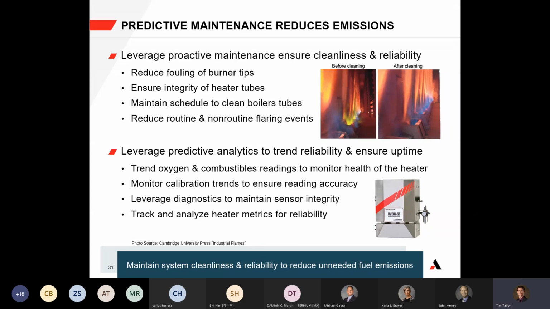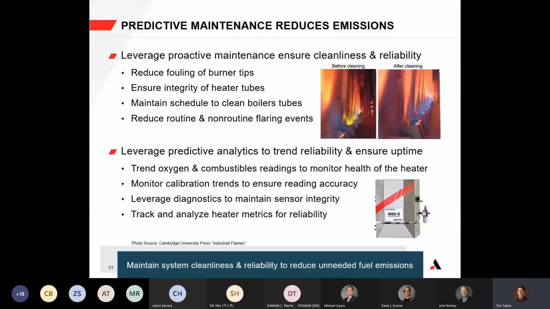Now, you can also leverage predictive analytics. If you think about a combustion analyzer, for example, you can have oxygen and combustibles readings and data on hand as a reference point for monitoring the health of your heater. You can monitor the calibration trends for ensuring accuracy. You can leverage the diagnostics to maintain the sensor integrity to make sure that you're getting reliable measurements. And you can also use other types of heater metrics to maintain the reliability and integrity of your operation. So predictive analytics provides you the data to make decisions to trend reliability and ensure uptime.